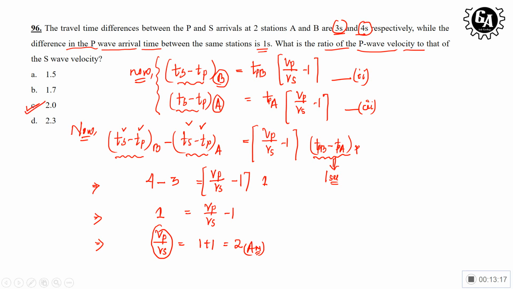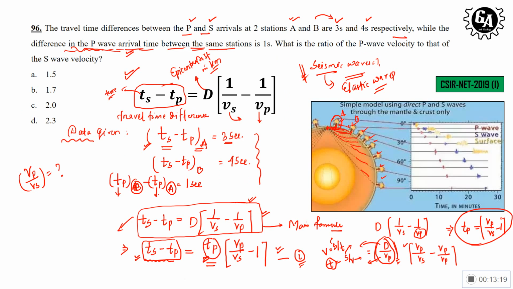So here what we did, starting from this equation, the epicentral distance and seismic wave velocity travel time difference is related to this travel time difference. Epicentral distance D, Ts minus Tp, this is the travel time difference of P and S wave, and these are the respective velocities of S wave and P wave.